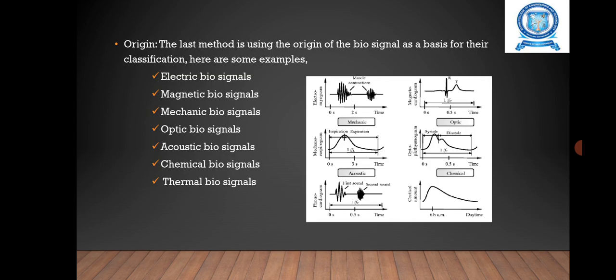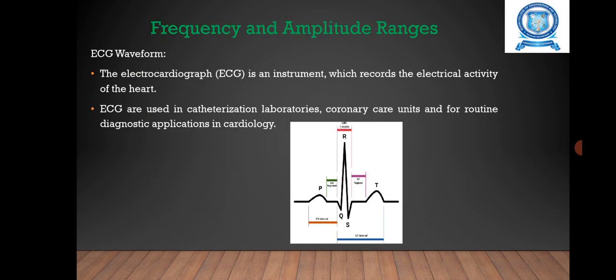Next we are going to see the different frequency and amplitude ranges. First one is the ECG waveform. It is an instrument that records the electrical activity of the heart. It is used in catheterization laboratories, coronary care units, and for routine diagnostic applications in cardiology.